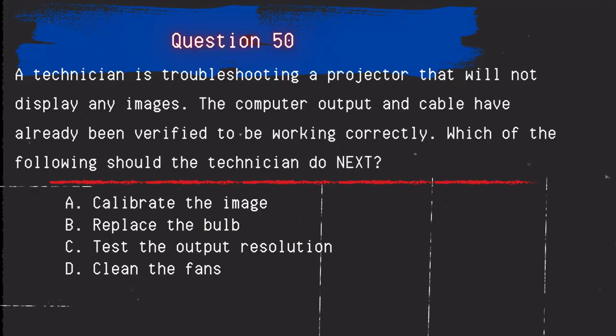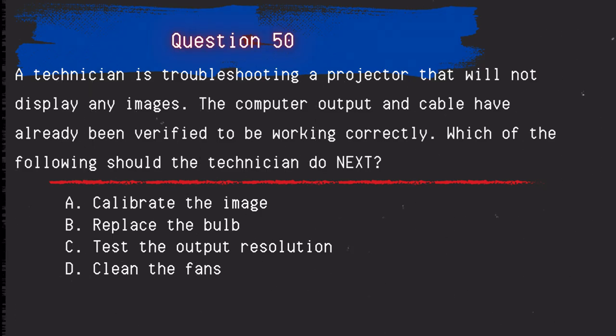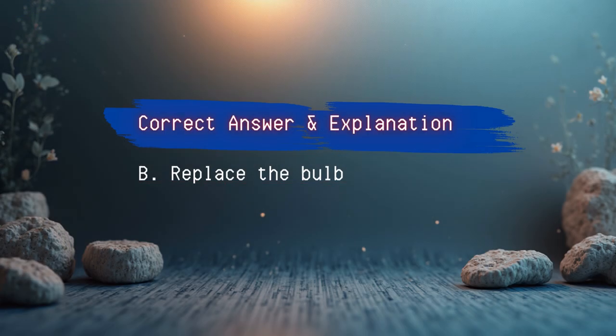Question 50. Technician is troubleshooting a projector that will not display an image. The computer output and cable have already been verified to be working correctly. Which of the following should the technician do next? A. Calibrate the image. B. Replace the bulb. C. Test the output resolution. D. Clean the fans. Correct answer, B.